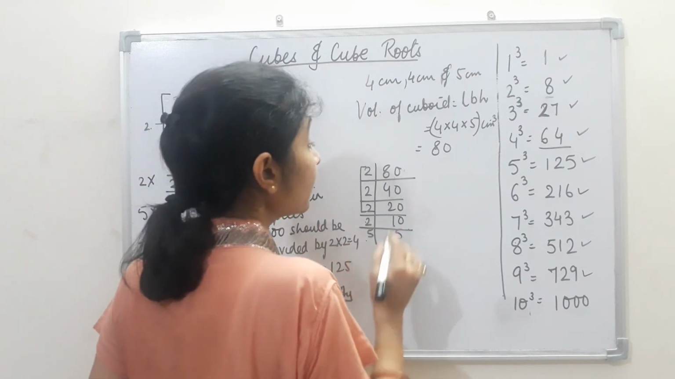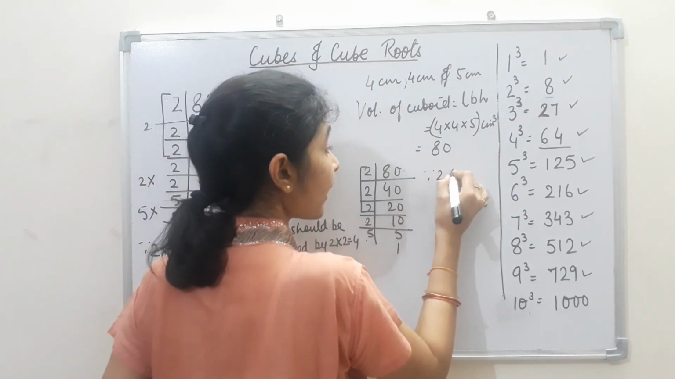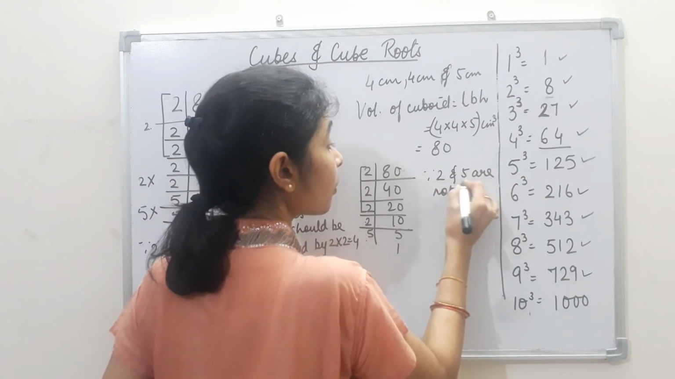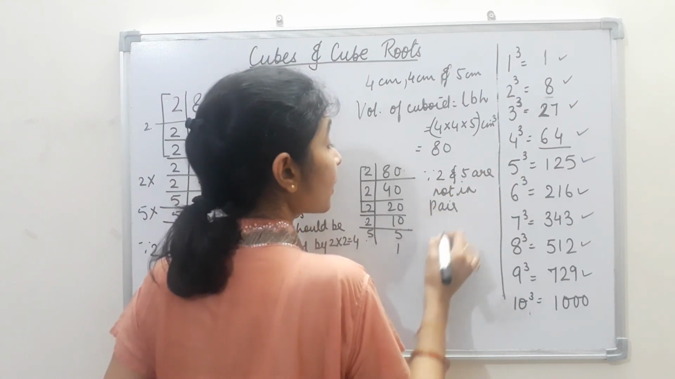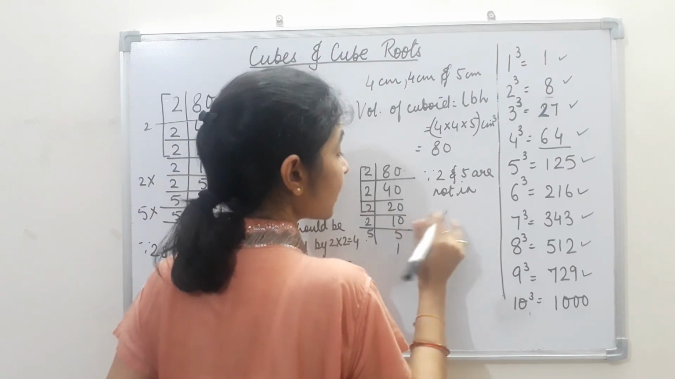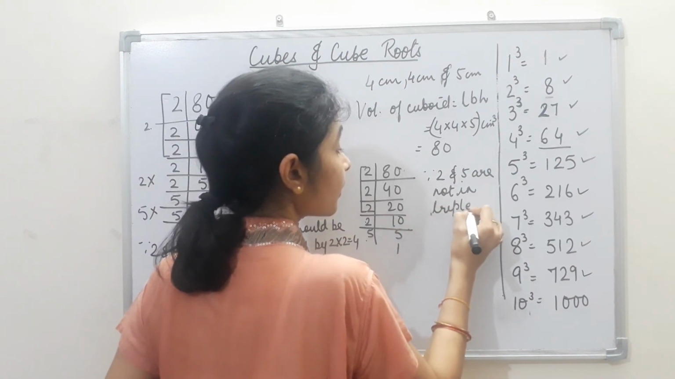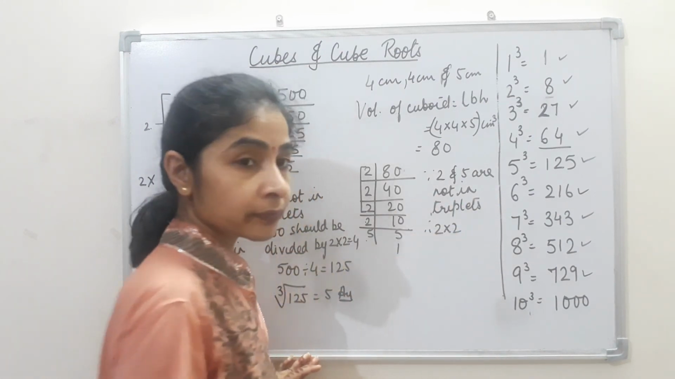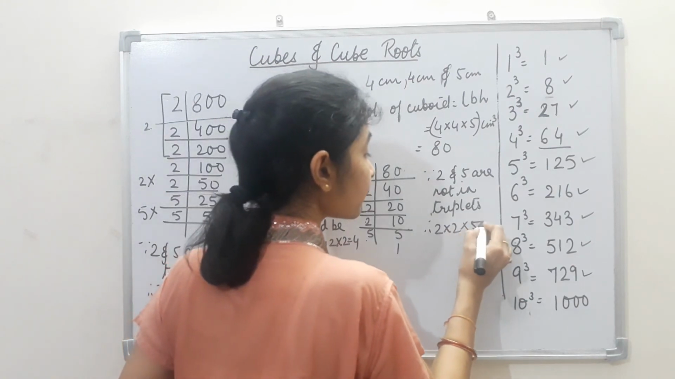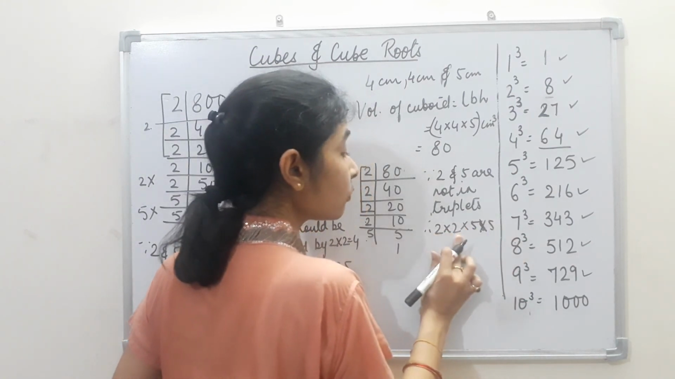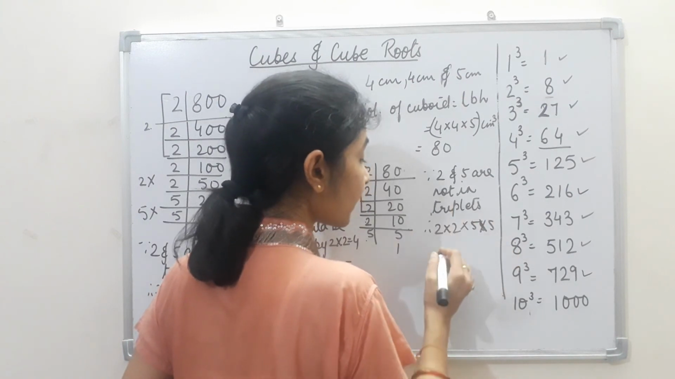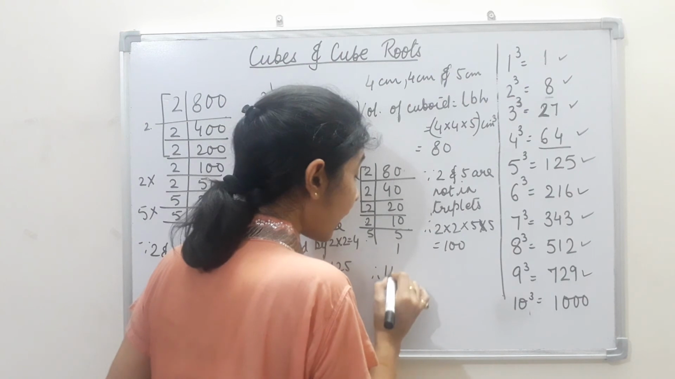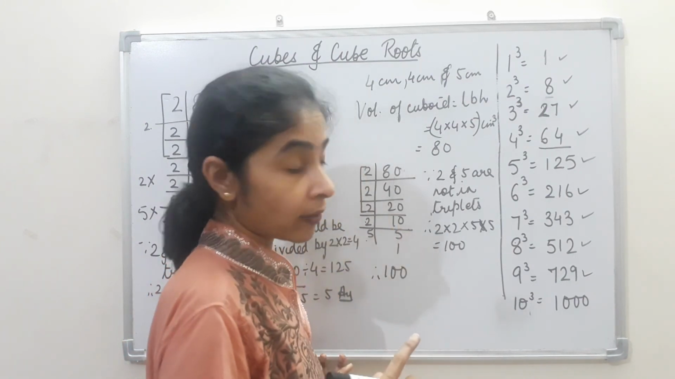Since 2 and 5 are not in triplets, we need 2 more 2s and 2 more 5s. So what does it make? 2 into 2, 4. 4 5s are 20 and 20 into 5 is equal to 100. That is equal to 100. Therefore, 100 such cuboids are required.